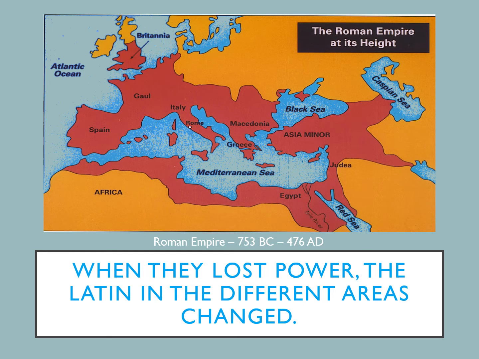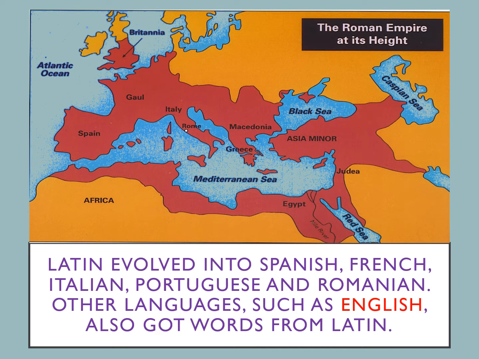Eventually, the Roman Empire fell apart. When they lost power, the Latin in the different areas changed. Latin evolved into Spanish, French, Italian, Portuguese, and Romanian. These languages are called the Romance languages, not because they're more romantic, which is what I thought when I was a teenager, but because they evolved from the Romans. Many other languages were also influenced by Latin, including English. Notice on the map that part of England was also conquered by Rome.